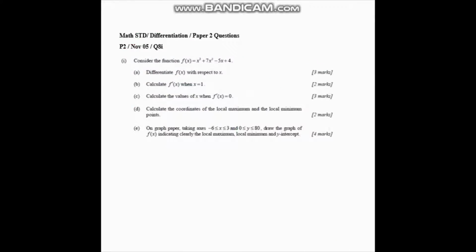In question D, I'm required to calculate the coordinates of the local maximum and the local minimum points, and I should know that these 2 points are points where f dash of x equals 0, hence their x values are the values that I've obtained in question C. So this builds on the previous question. You already know the x coordinates of the 2 points, so you only need to find the y coordinates, plus there is also a way using the GDC to find the local maximum and the local minimum. So let's take a look at the GDC approach.